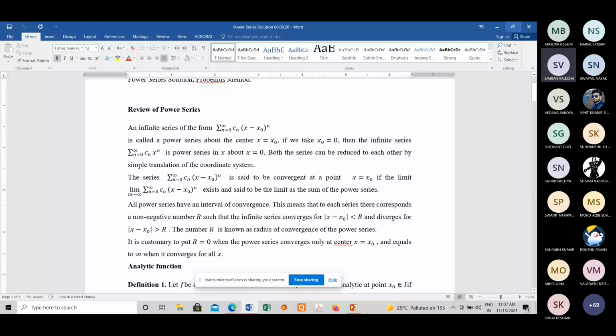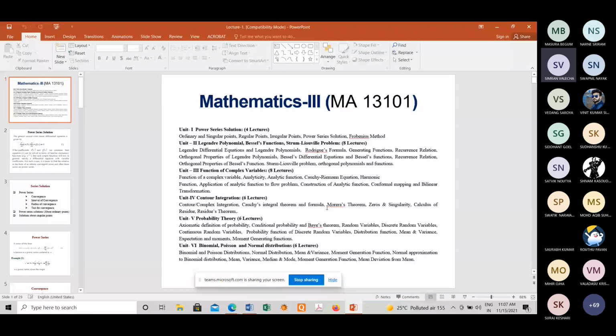So in the last class, we discussed the syllabus of this Mathematics 3, and the first unit is power series solution. Already I told you that unit 1 and unit 2 both are part of differential equations. So first is power series.